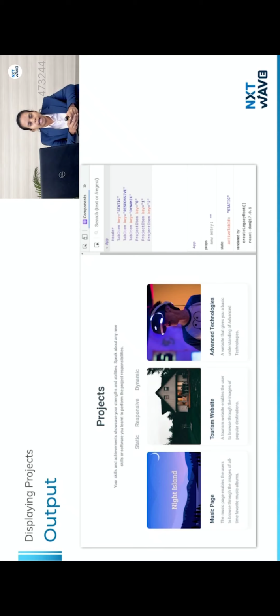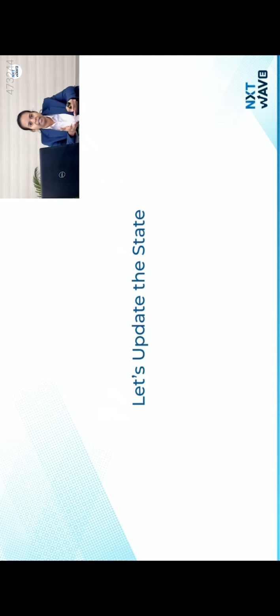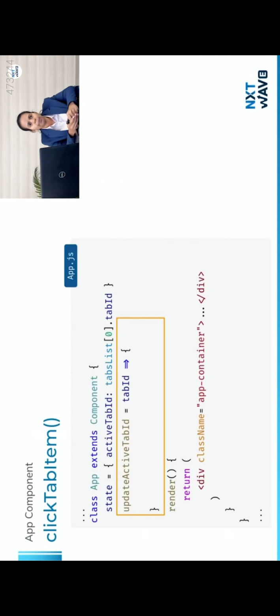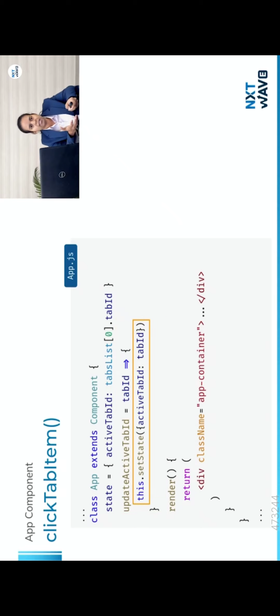This is done. Now, given an active tab ID, we are displaying the filtered projects. But when the user clicks on another tab item, we have to update the state. We have to update the active tab ID, right? So we are not done with that. Let's see how to update this state. For that, in the app component we are writing a method update active tab ID, to which the current active tab ID will be passed, and then we'll update the state based on that.